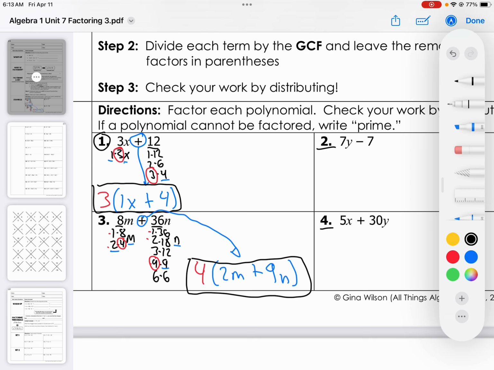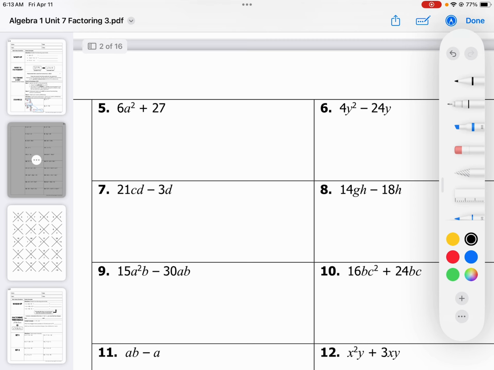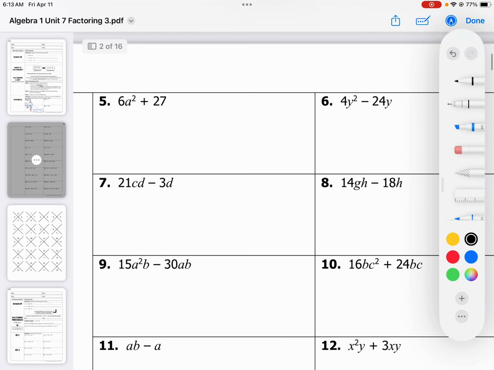Okay, so go ahead and turn the page, and we're going to continue on the back side. So number 5, we have 6a squared plus 27. Again, I would go find those numbers on the paper, but I'm not going to show you that at this point. So 6 would be 1 times 6, or 2 times 3.